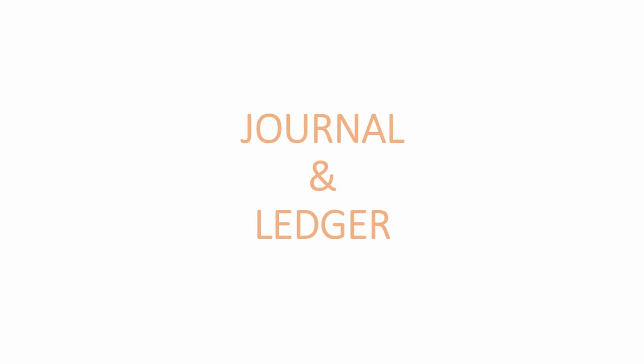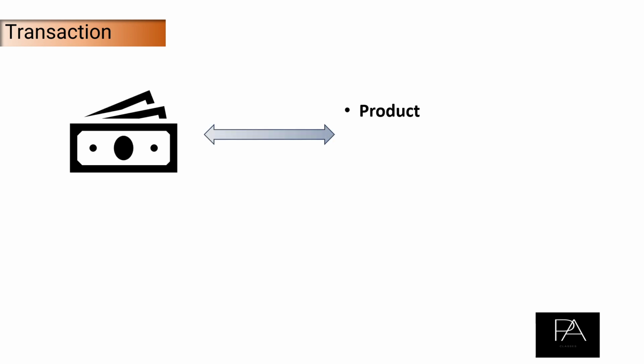So to start with journal, firstly we'll understand what is transaction. Transaction can be in the form of product, services, or a promise to buy or sell product or services. It means that when we are doing a transaction, it may be either because of selling or buying of product, selling or buying of services, or a promise to buy or sell the product or services.